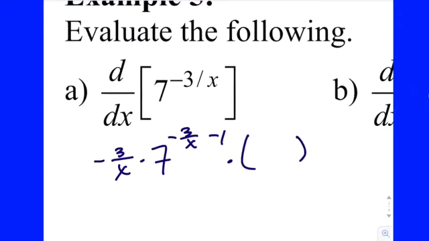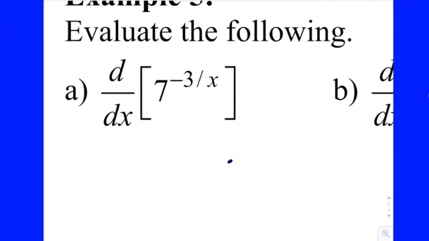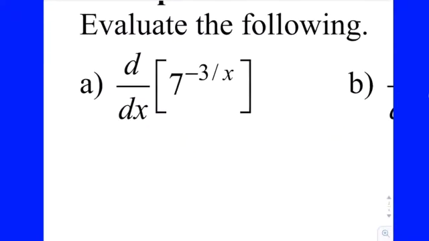What did I just try to do there? I tried to use not the exponential rule, but the power rule, right? Where you just multiply and subtract. Multiply and subtract. Does that work for exponential functions? No. Okay. So whenever you have an x in the exponent, it's going to be exponential. So let's go ahead and rewrite this. That's 7 to the negative 3x to the negative first.